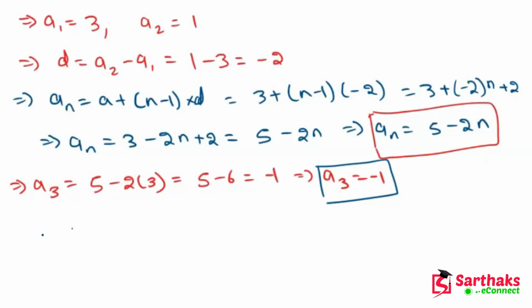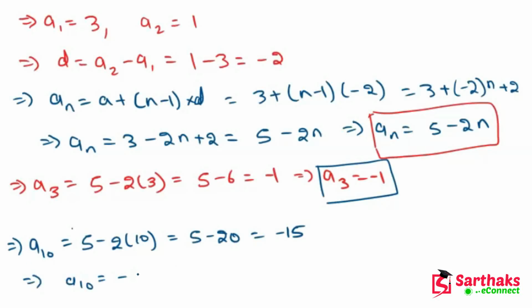Now we have to find A10. In the nth term, which is 5 minus 2 into n, we put the value of n as 10. So A10 is equal to 5 minus 2 into 10, which is 5 minus 20, equal to minus 15. I hope you understand these things. So A10 is equal to minus 15. This is our answer.